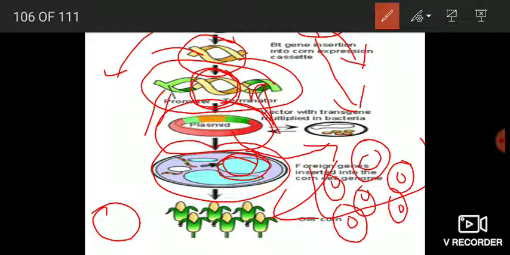Then you will try to insert the gene of interest into the genome of this protoplast. There are a number of methods that are used to insert the gene of interest into the genome, but at this point of time you are not required to know about all those methods. I will tell you one example. One method of introducing the gene of interest into the genome of target cells is known as the particle gun method. What do we do in the particle gun method?